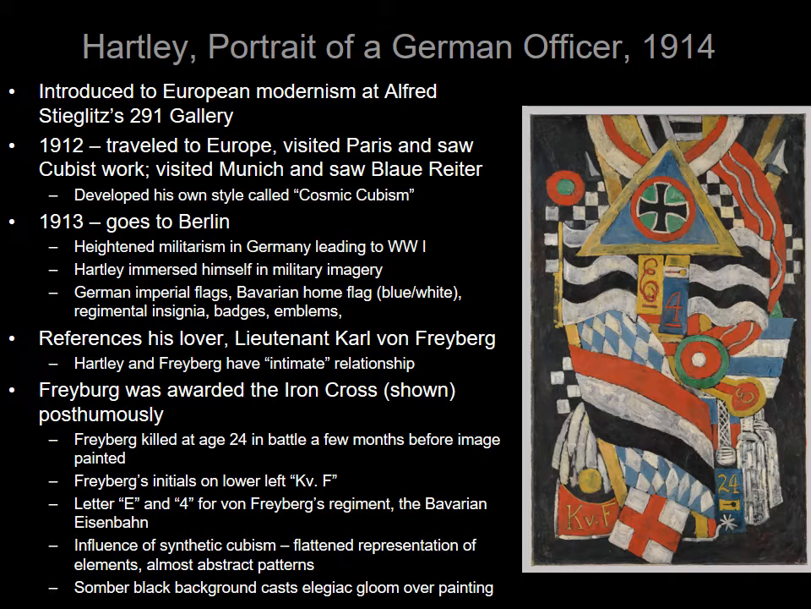So this is in general a reference to his lover, Lieutenant Karl von Freiburg. Hartley and Freiburg had an intimate relationship. Freiburg was awarded the Iron Cross, which is shown in the upper triangle, the Black Iron Cross here, posthumously. He was killed at age 24 in battle a few months before this image was painted. So you're able to see a 24 in that lower right-hand area in the yellow. Freiburg's initials are on the lower left, that KVF. The letter E and the number 4 are in the center, and they represent his regiment in the Bavarian Eisenbahn.